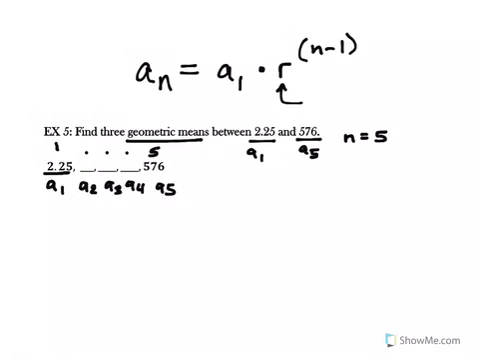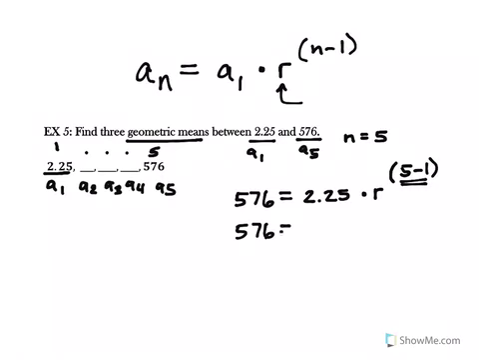So we'll set up our formula. a sub n is going to be... 576 is equal to, so that's our last term, our first term is 2.25 times the common ratio, which we're not sure what it is, raised to the n minus 1, or 5 minus 1. And now we're just going to solve for r. So we'll take care of the parentheses first. 576 is equal to 2.25 times r raised to the fourth.